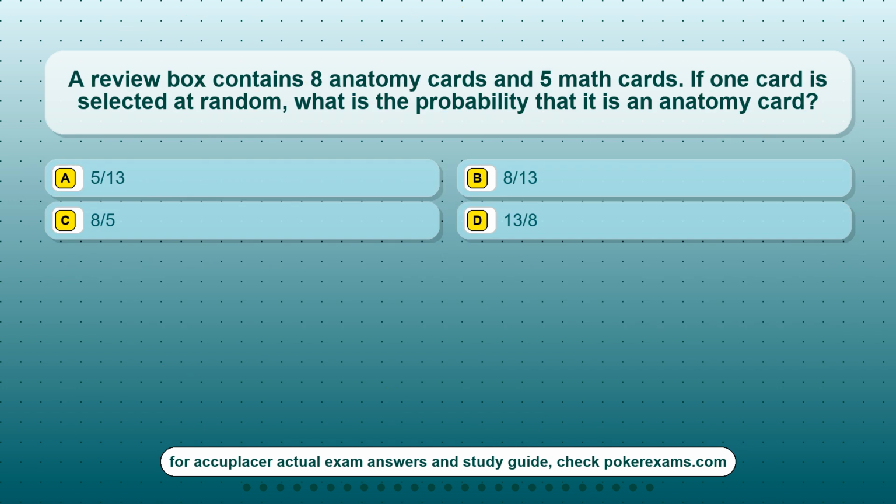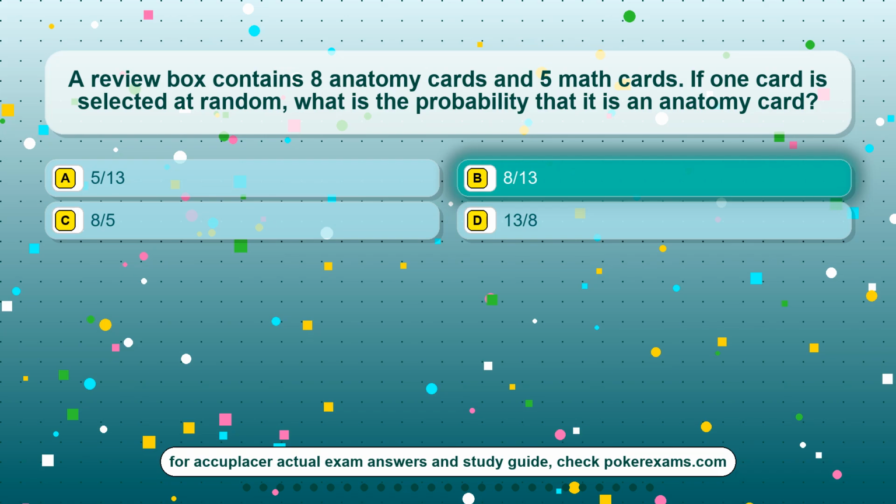Question 21. A review box contains 8 anatomy cards and 5 math cards. If one card is selected at random, what is the probability that it is an anatomy card? Option A. 5/13. Option B. 8/13. Option C. 8/5. Option D. 13/8.